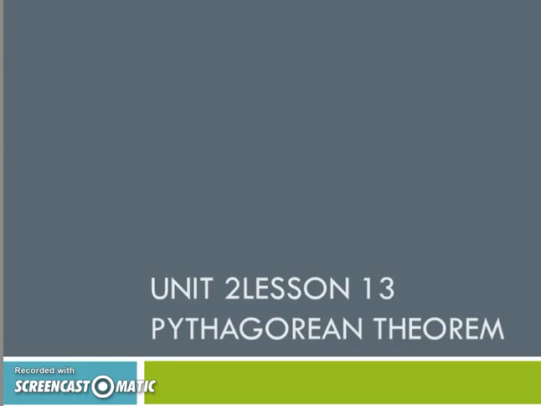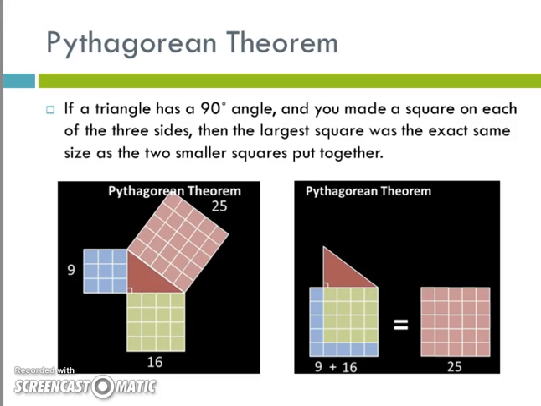This lesson is for Unit 2, Lesson 3 on the Pythagorean Theorem. Working with the Pythagorean Theorem, it's specifically with right triangles, so triangles that have a 90-degree angle. If you made a square on each of the three sides, then the largest square would be the exact same size as the two smaller squares put together.